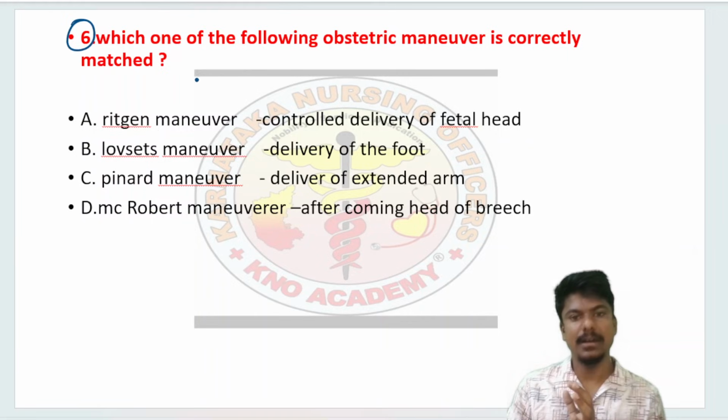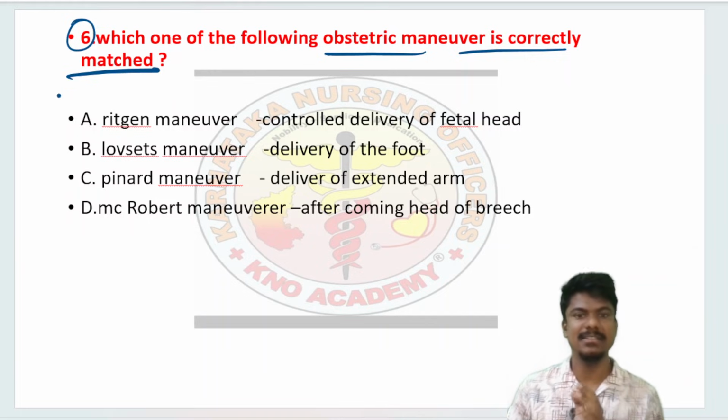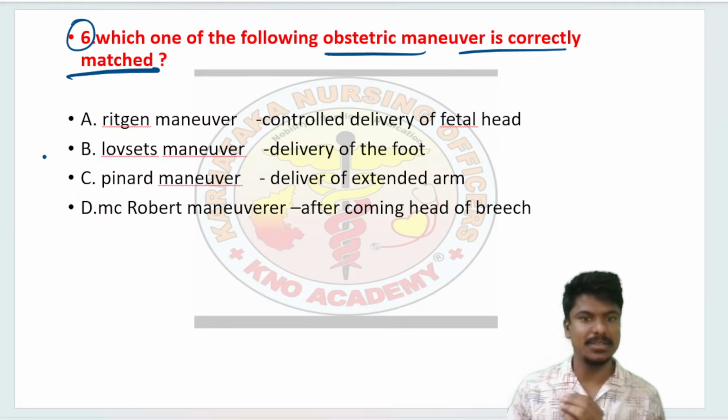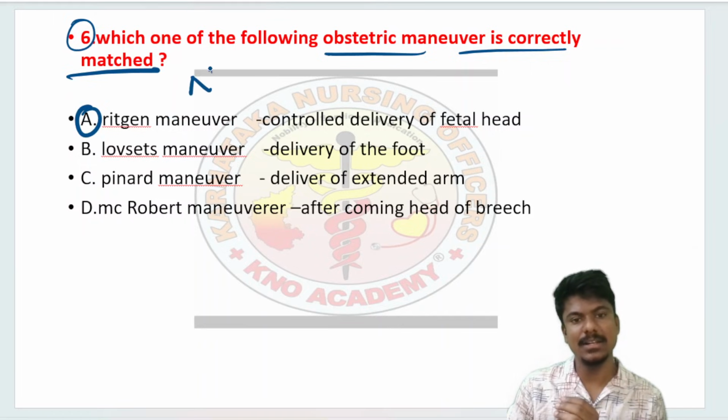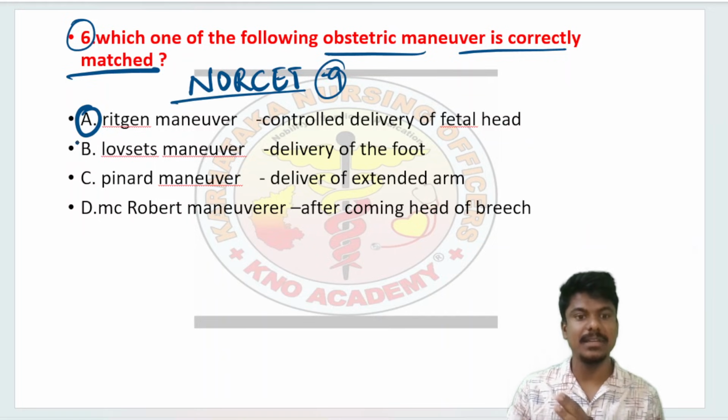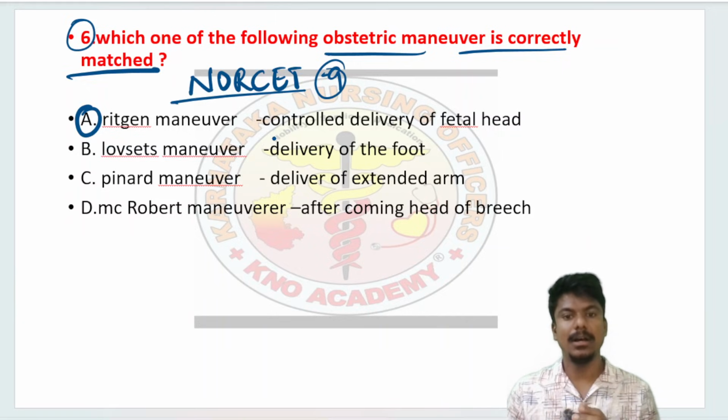Which among the following is the obstetric maneuver that is correctly matched? Here the examiner is asking for the correct obstetric maneuver along with its purpose. Option A is Ritgen maneuver. This one was asked in NORCET-9. In NORCET-9 they asked regarding the Ritgen maneuver. Option A, Ritgen maneuver, is nothing but a controlled delivery of the fetal head.